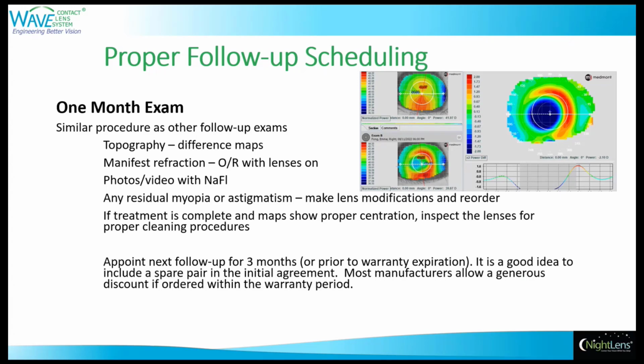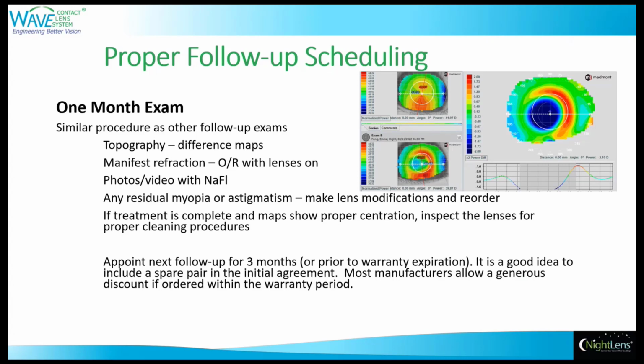Now, the majority of companies will have a 90-day warranty. Wave has a 120-day warranty. So that gives you a little extra time to make any changes before the expiration of the warranty. It's a good idea to include a spare pair in the initial agreement. Most manufacturers will allow a generous discount if ordered within the warranty period.